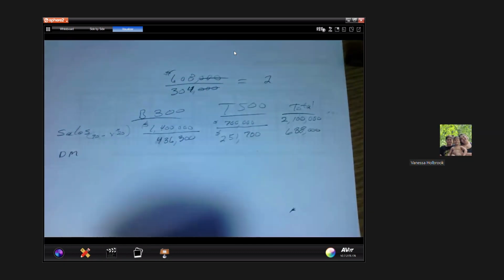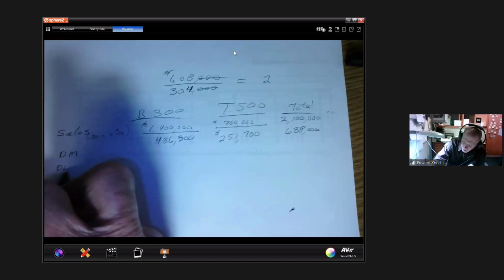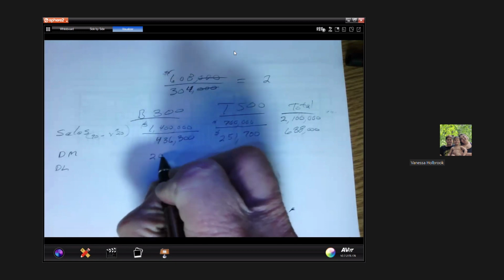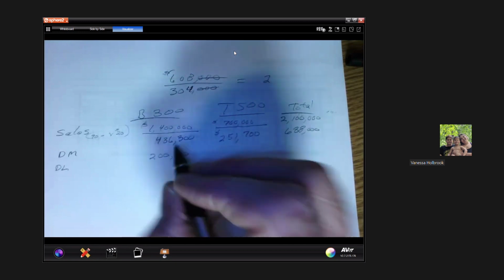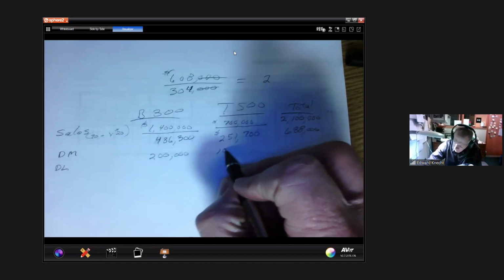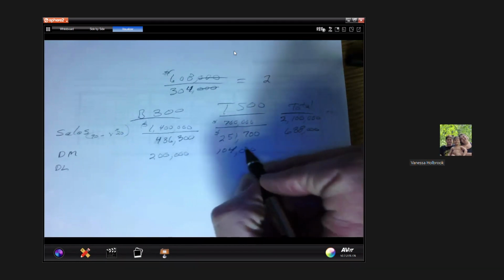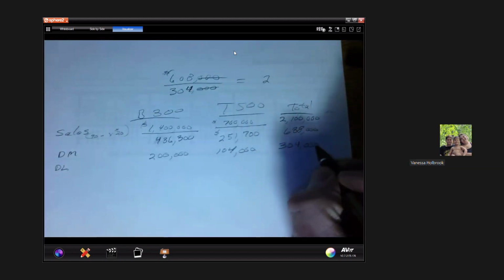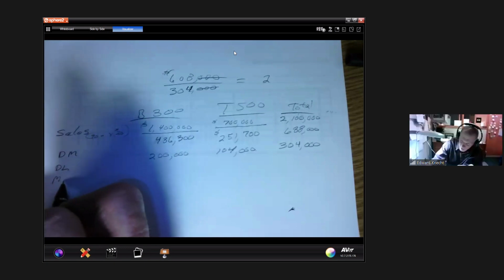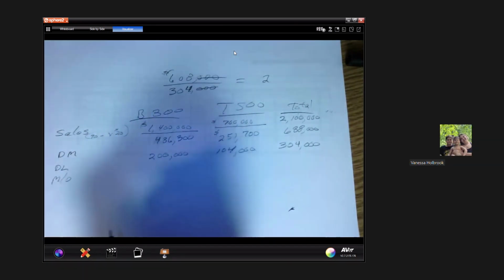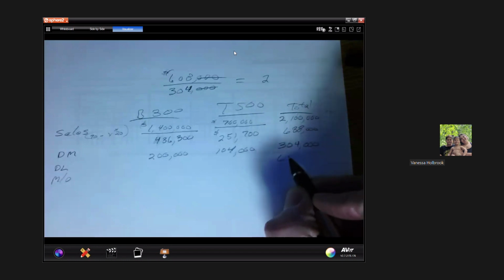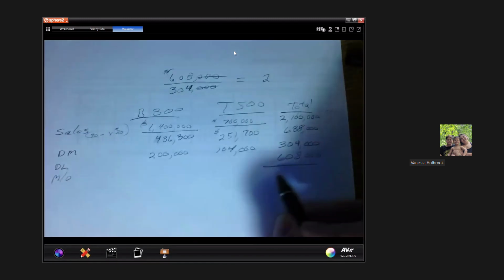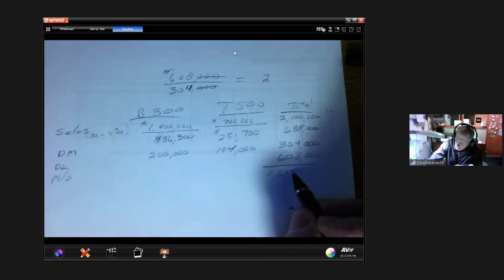And then we have direct labor associated with these two products, right? They give us 200,000 for B300 and 104,000 for T500. Total of 304,000. Yes, that's right. And then we have manufacturing overhead, which is just a total of 608,000, because it's traditional, right? So we have 1,600,000.